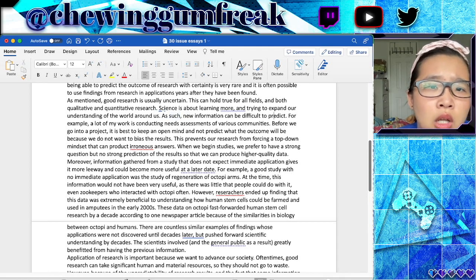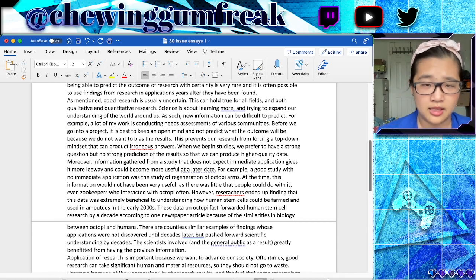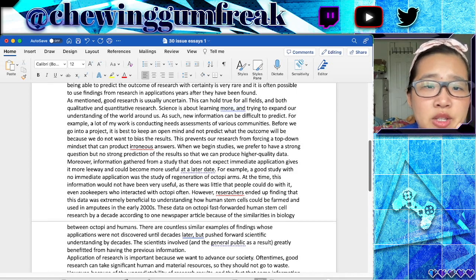For example, a lot of my work is conducting needs assessments of various communities. I would say, let's say, needs assessments of various communities. All right, before we go into a project, it's best to keep an open mind and not to predict what the outcome will be because we do not want to bias the results. So this aligns a lot with being uncertain and learning more.